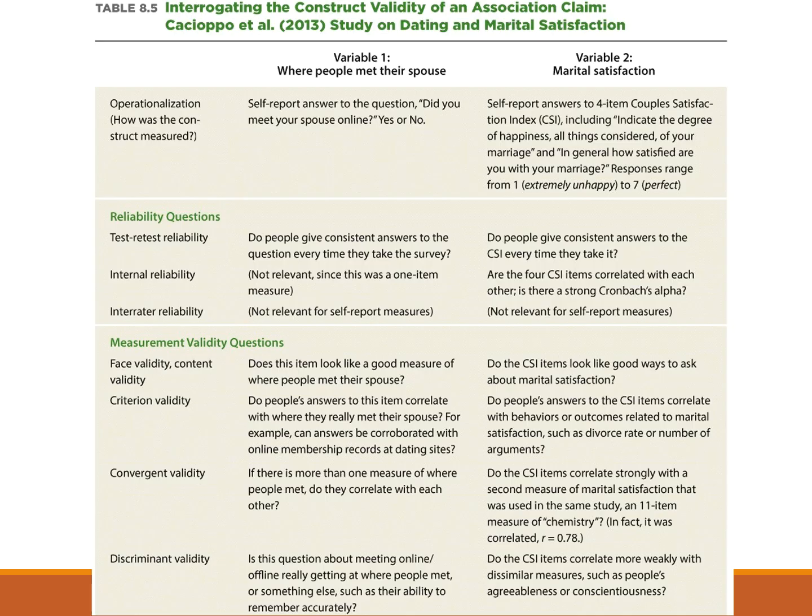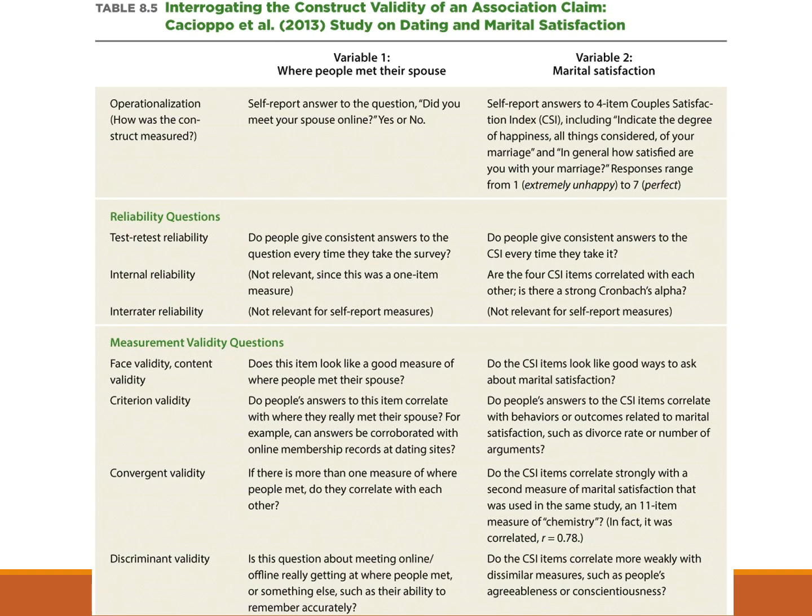So looking at where people met their spouse, if there is more than one measure of where people met, do they correlate with each other? In other words, if we ask people a follow-up question about where they met their spouse, if they said they met them online, does the information from that second question also support this?